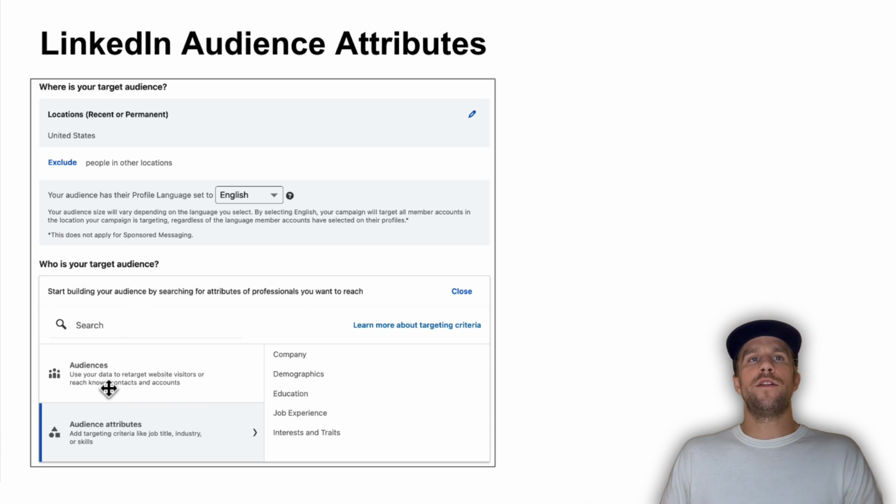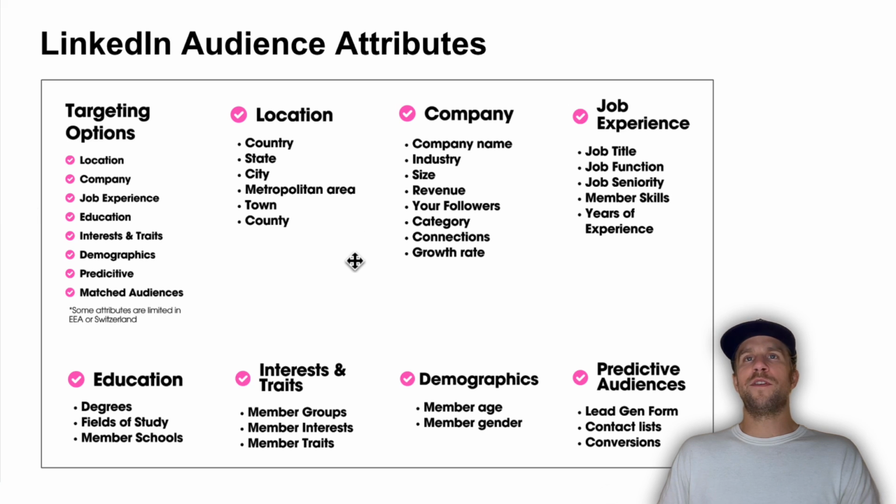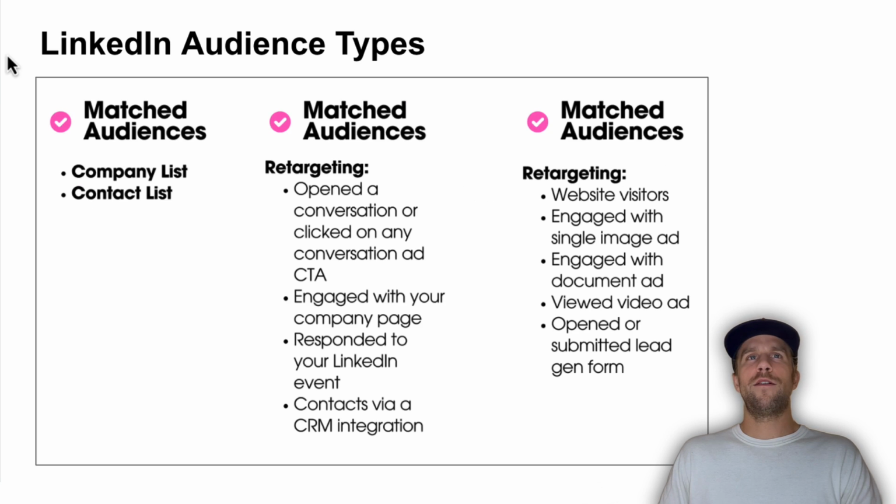But where you're going to do your exclusions and narrowing down your retargeting audience is using the audience attributes in the targeting section of your campaign. So this is where you can exclude or narrow down by companies, job experience, so job titles, job seniorities. There's also interests and traits. So this is just a good overview for you to understand all the attributes that are available within LinkedIn. And here are all the audience types that you can target within your campaign.